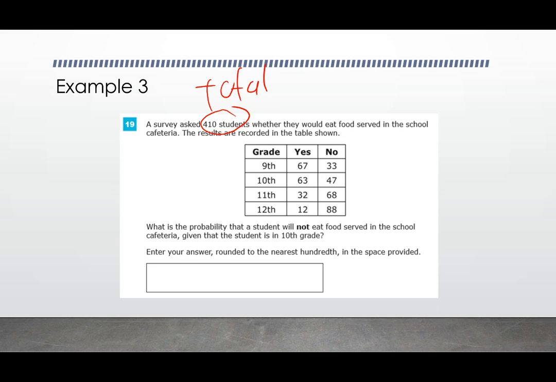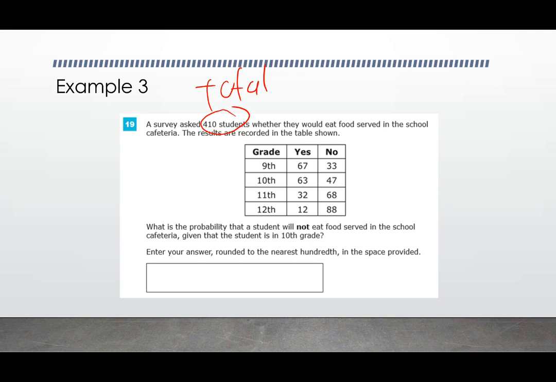So you could see that, ninth graders, 67 of the ninth graders say yes, they eat cafeteria food, and 33 say no. 63 10th graders say they will, 47 10th graders say no, and so on. So you can see the table. Let's answer the question. What is the probability that a student will not eat food served in the school cafeteria given that the student is in 10th grade?